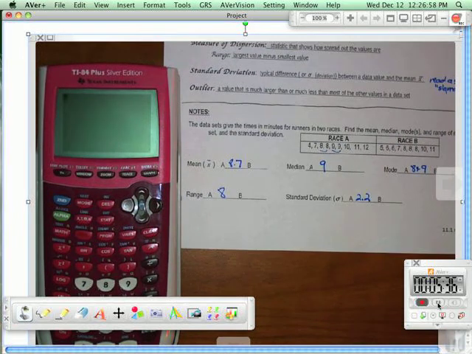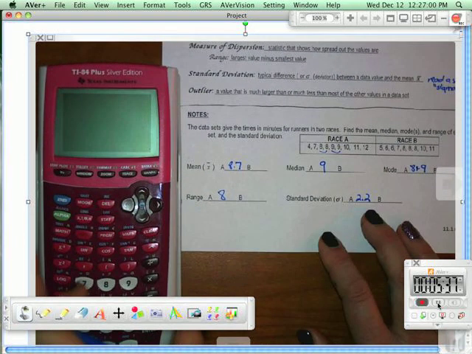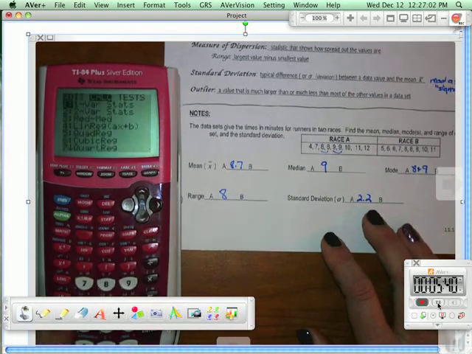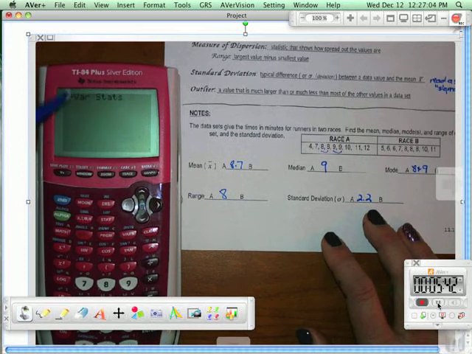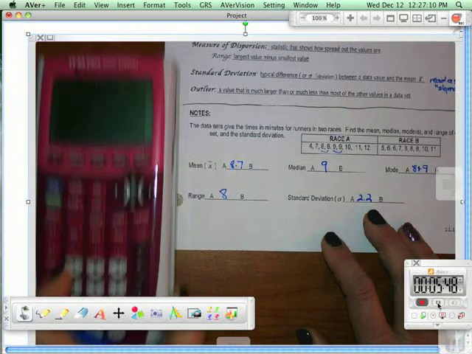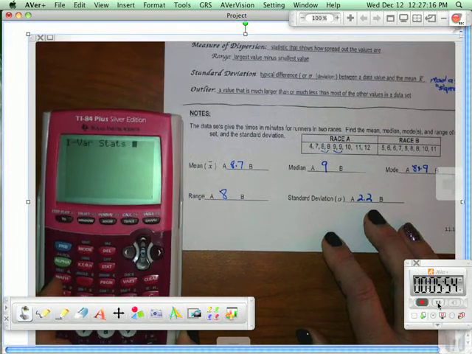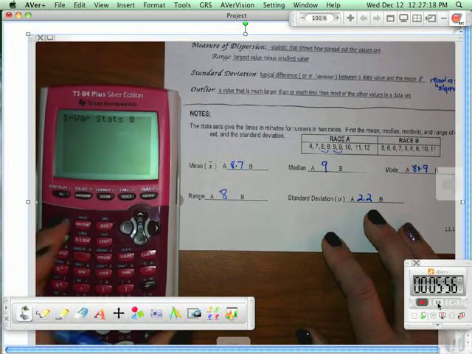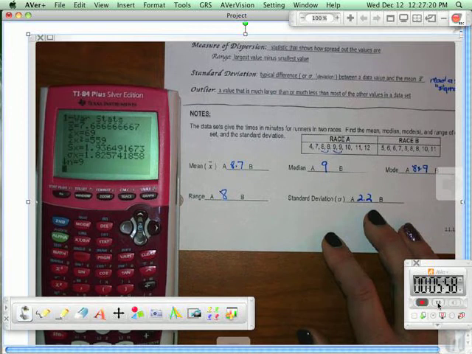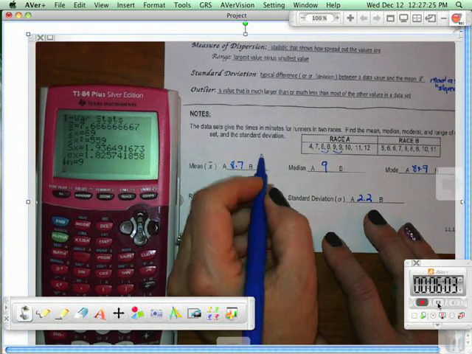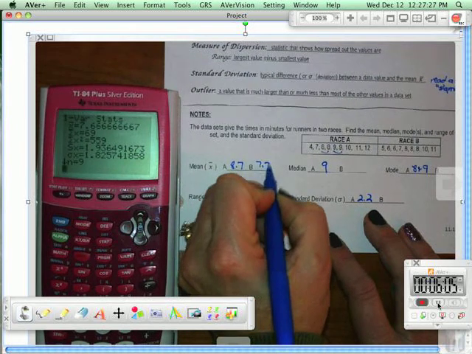Okay, for the second data set, I need to go back to stats and calc, and then I need to push enter, but I need to tell the calculator I want it to read from list 2. So remember, L2 is right here, above the 2 it says L2, so I need that. So I'm going to hit second 2, and then it gives me the data for that list. So this first thing is the mean. I'm going to round it to 7.7 for this race.